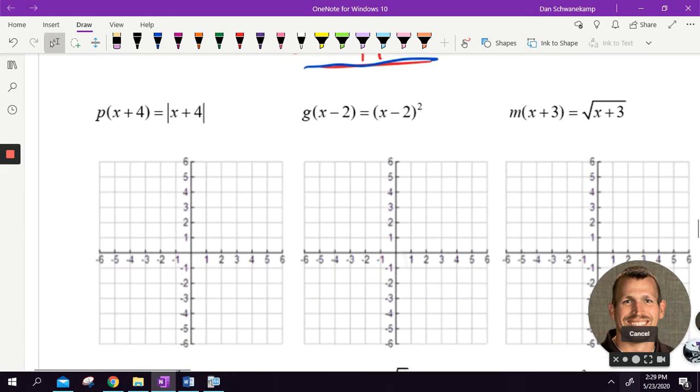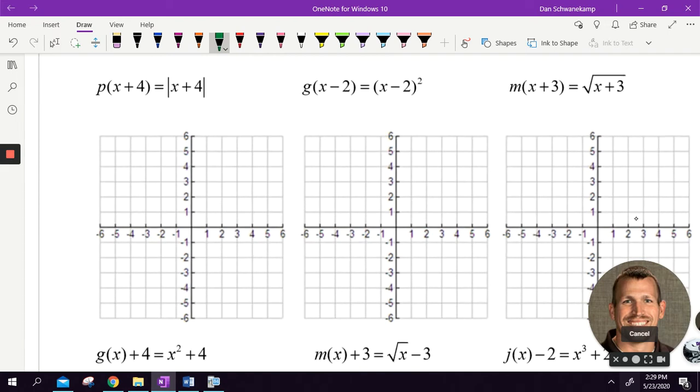All right, let's do these. So we're going to graph these pretty quickly. Absolute value of x plus 4. Absolute value, that's a V shape. Okay, absolute value is a V. I just drew a V, but really ugly.